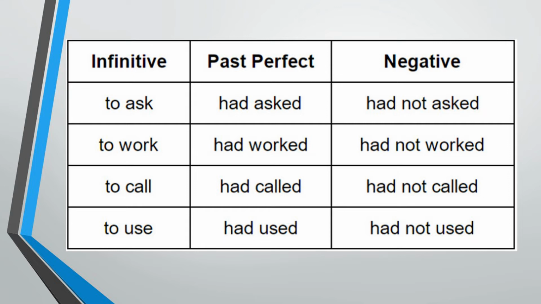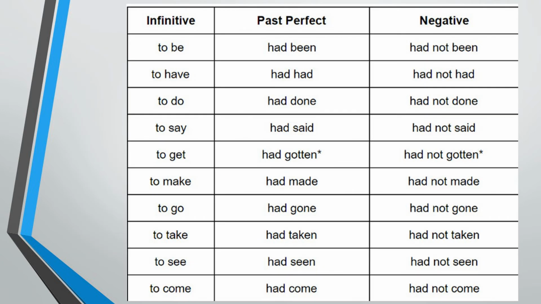Now, we have also some verbs. In this slide, we have to ask, to work, to call, to use. These are regular verbs. In this slide, we have irregular verbs like to be, to have, to do, to say, to get, to go, to take, and to see and to come.